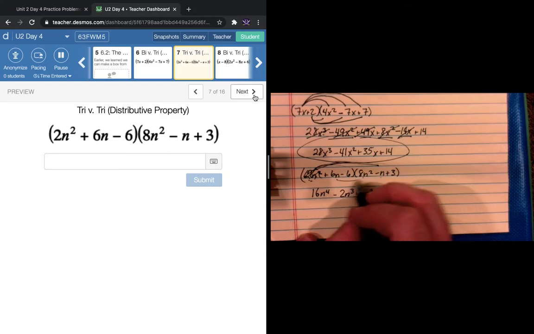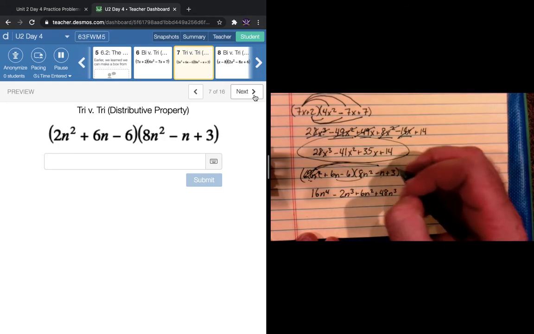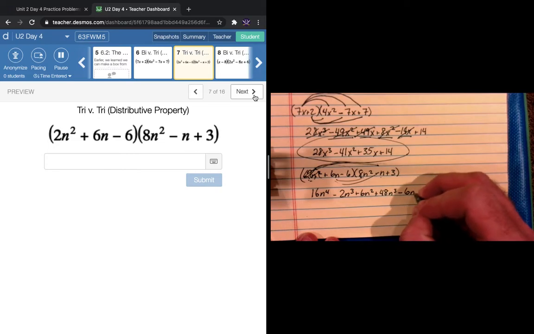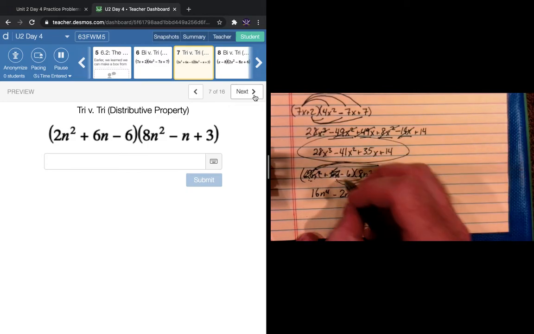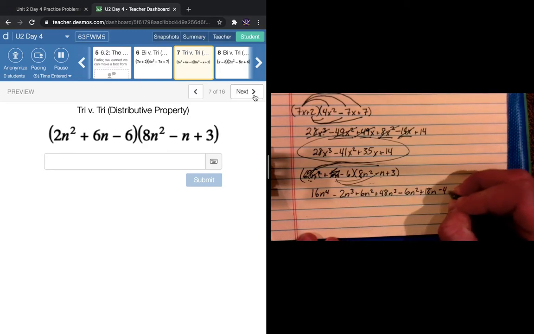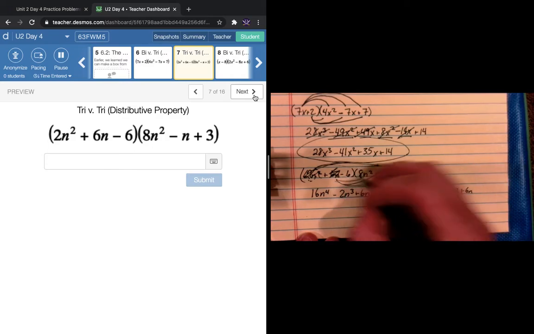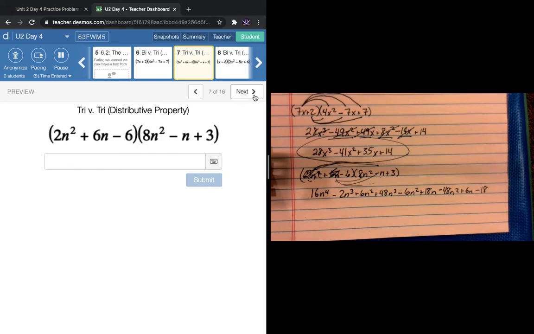Now I move to the 6. That's going to give me 48n cubed. Okay? Then I'm going to go here, negative 6n squared. Good? Here, 18n. All right? The 6n is done. Now I just take the negative 6 and I distribute it. Negative 6 times 8n squared, negative 48n squared. All right, now I take it times negative n, and I get a positive 6n, and I have negative 6 and a 3 gives me a negative 18. Whew! Okay, that's a lot.